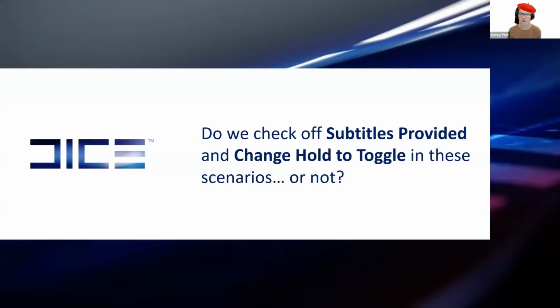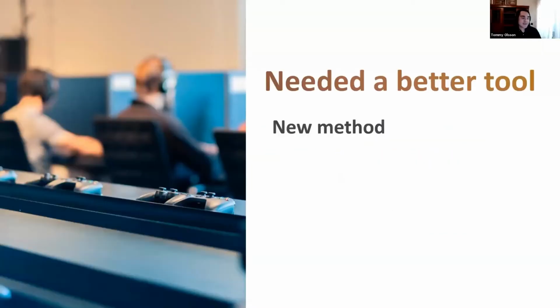So do we check off the guideline that we've provided subtitles and that we've changed holds to toggles where appropriate in these scenarios or not? We felt that we needed a better tool to evaluate the full details of the accessibility status of our games.